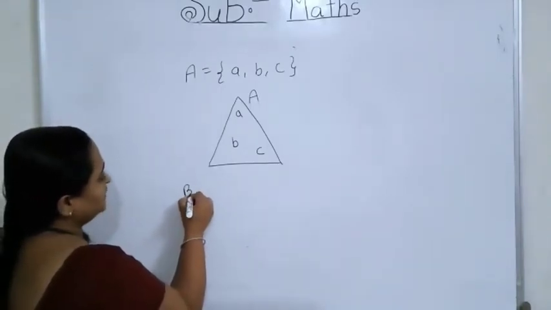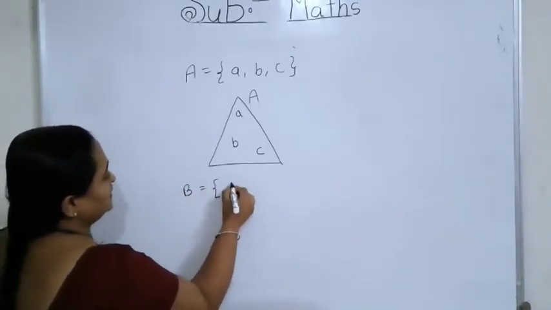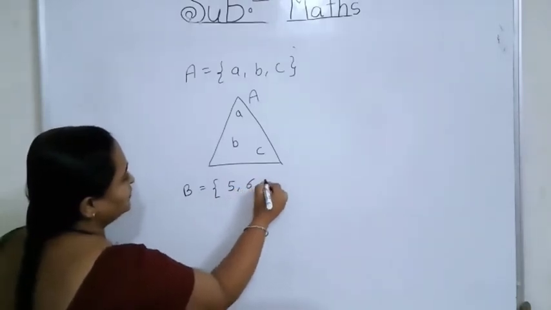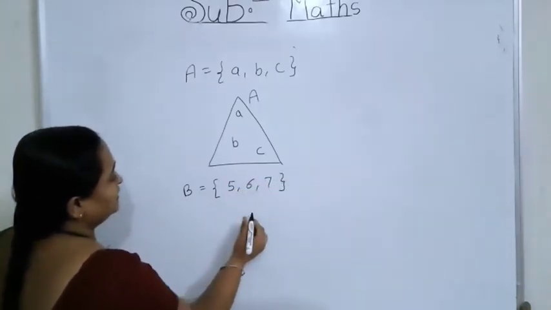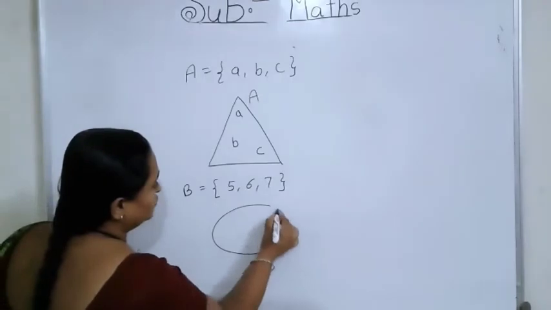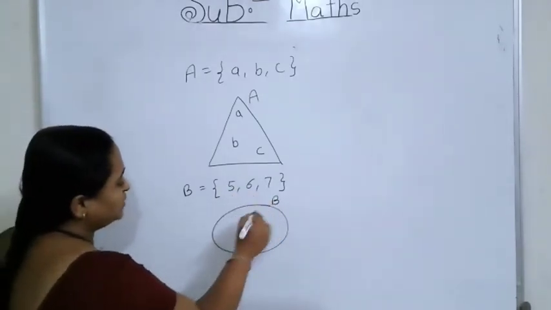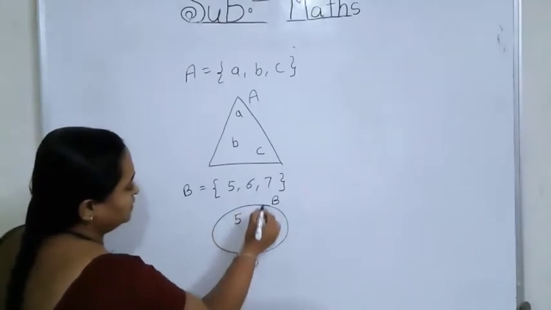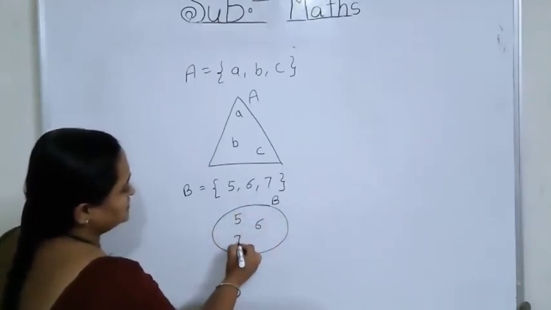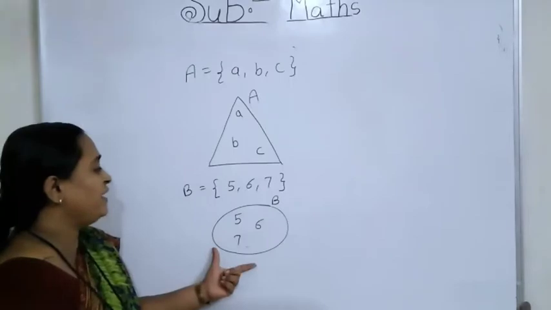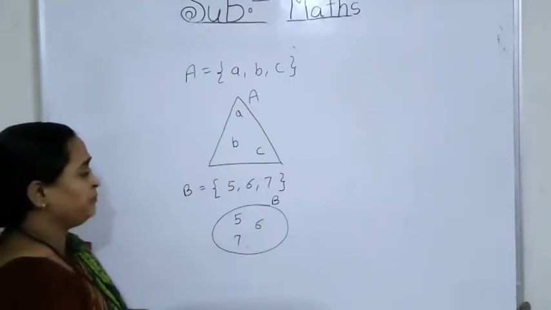Another example you can take. Set B is the set of 5, 6, 7. Then now we will select an oval shape. This is your set B. Now inside set B we have to write three elements 5, 6, 7. Now this is a Venn diagram of set B.